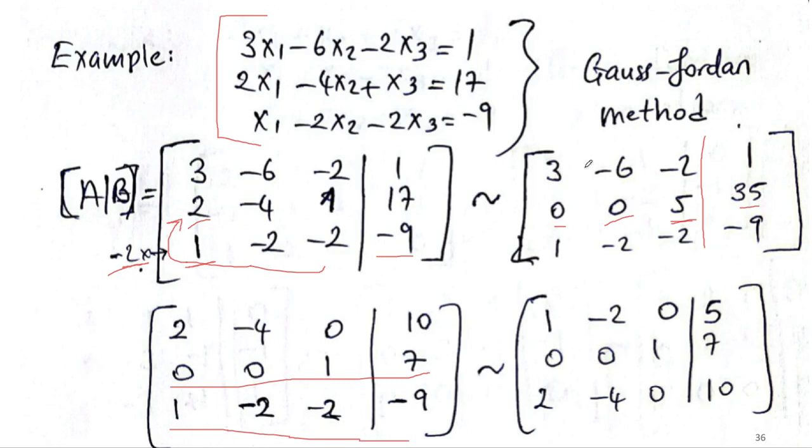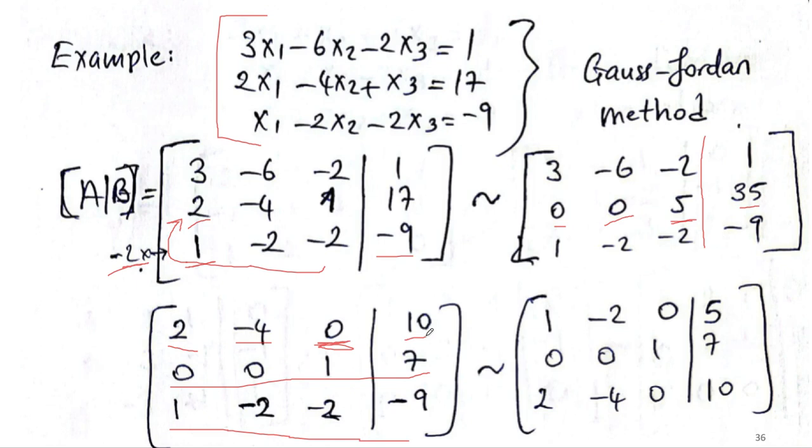So in the Gauss-Jordan method, as you remember, we also want to make the off-diagonal term equal to 0. And that can be done in this example by subtracting the third row from the first one. And we get these coefficients 2, -4, and 0. The right-hand side becomes 10.